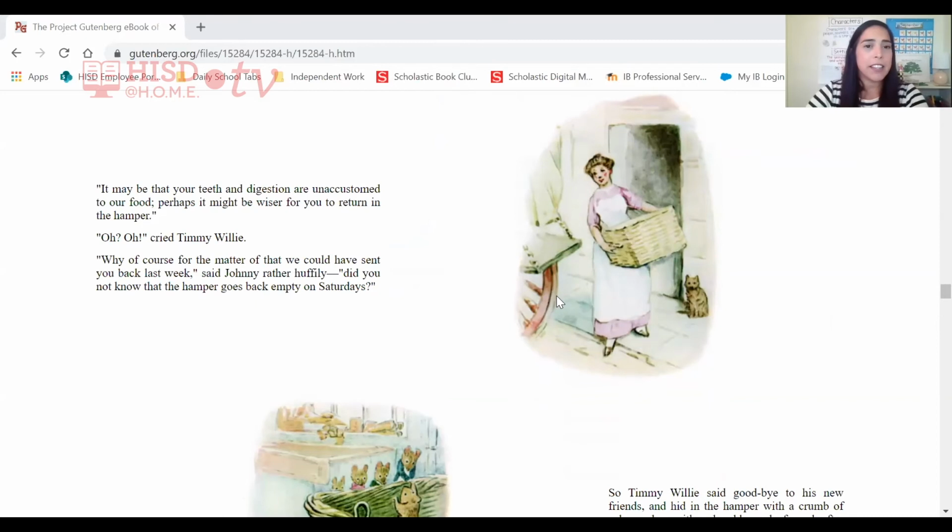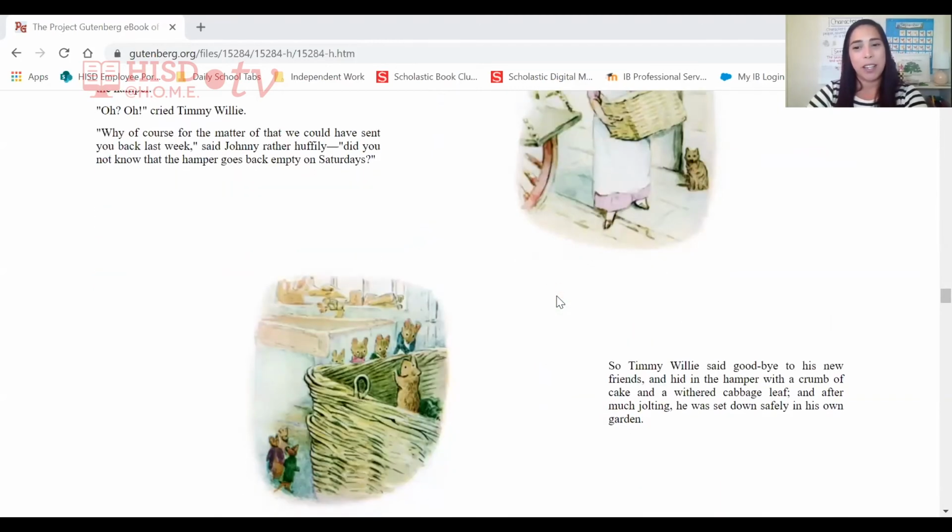It may be that your teeth and digestion are unaccustomed to our food. Perhaps it might be wiser for you to return in the hamper. Oh, cried Timmy Willy. Why, of course, for the matter of that, we have sent you back last week, said Johnny rather huffily. Did you not know that the hamper goes back empty on Saturdays? So Timmy Willy said goodbye to his new friends and hid in the hamper with a crumb of a cake and withered cabbage leaf. And after much jolting, he was set down safely in his own garden.